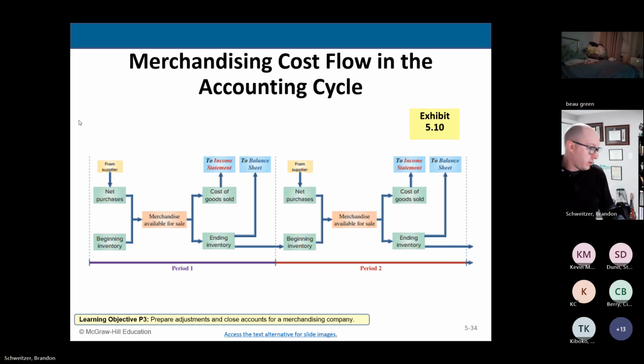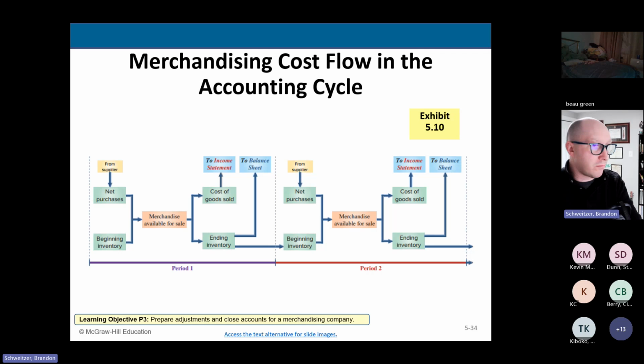So this slide shows us the flow of merchandise during the accounting period, where the costs are reported at the end of the accounting period. We see period 1 and period 2. Think of this as year 1 and year 2. We can't go into the next year with balances on our income statement, right? Those have to all be closed out. And we have to make sure that our beginning inventory balance in year 2 matches our ending inventory balance in year 1.